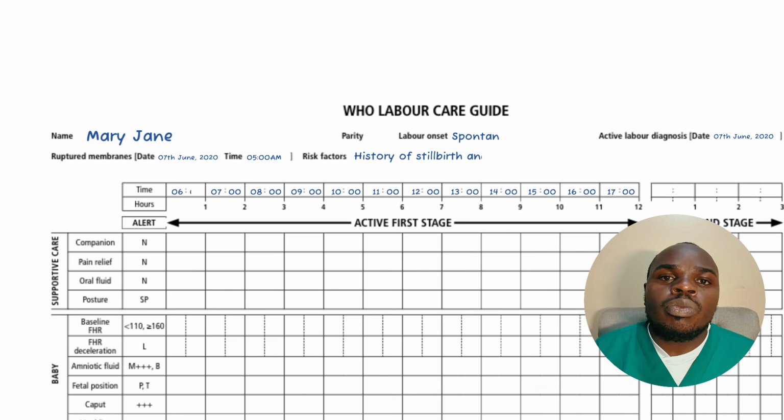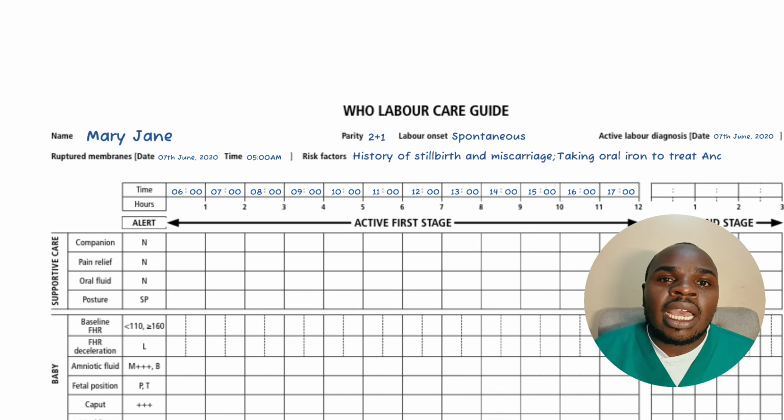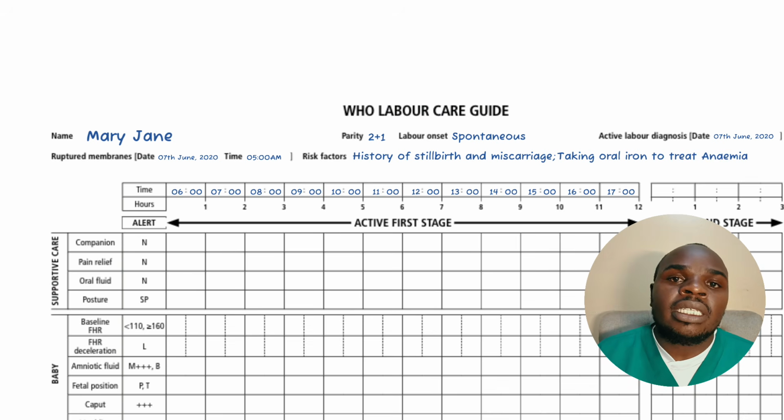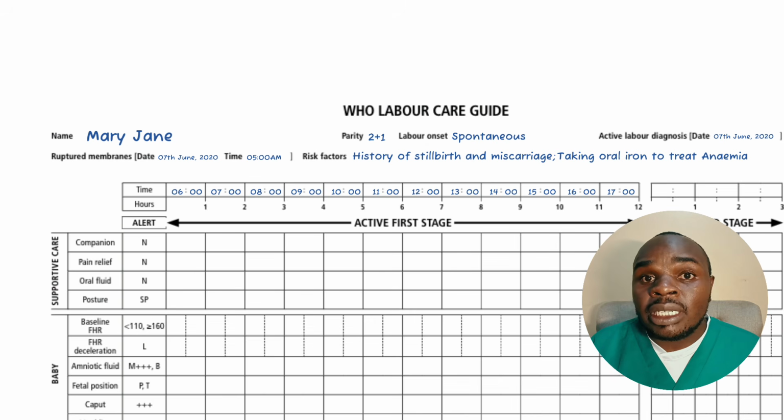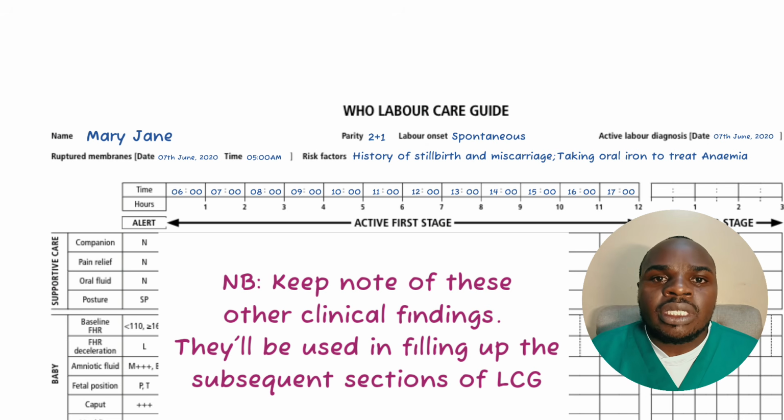She previously had 2 births, one of a live baby and one of a stillbirth at term. She also had a miscarriage. She is taking oral iron to treat anemia. The midwife in charge asks all necessary questions and offers Mary Jane clinical evaluation to assess the baby's well-being and labor stage. Among other parameters, the midwife found that Mary Jane has regular contractions, 3 contractions every 10 minutes, and 5 centimeter dilatation, and there is ruptured membranes.